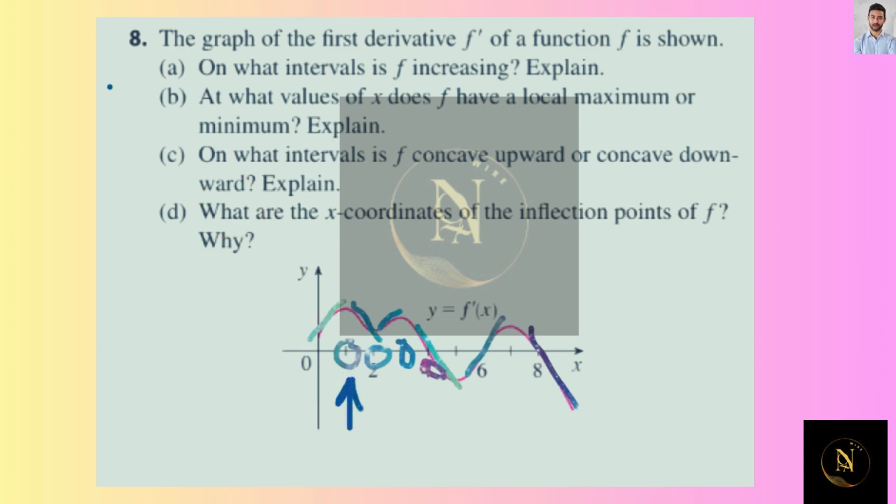There's an inflection point because we go from concave up to concave down. Here's a point of inflection because we go from concave down to concave up. Here's a point of inflection because we go from concave up to concave down. Here's a point of inflection here at 7 because we go from down to up. Oh no, that's 5. Excuse me. That's 5. From down to up, and then here between 6 and 8 at 7, this is where we would have an inflection point because we go from concave up to concave down.